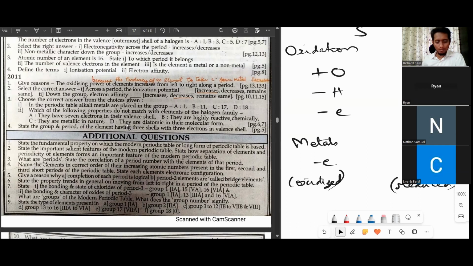Some people say that hydrogen is also a halogen. Yes, hydrogen is a confusion. We don't know whether we should put it in the first group or 17th group, because it shows some properties of 1A and some properties of 7A. That is one of the problems with the modern periodic table.